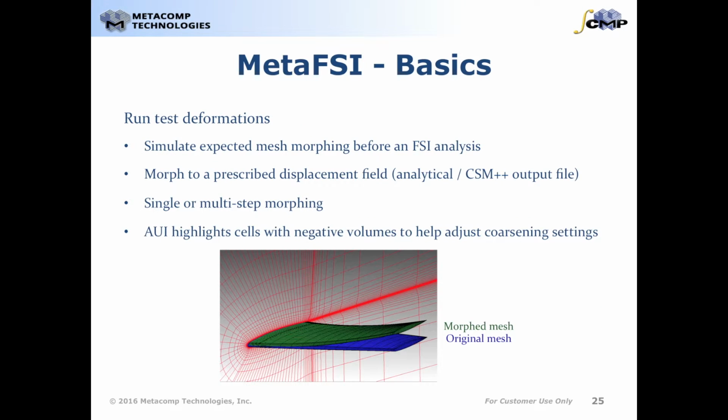The final step is to run test deformations before an actual FSI analysis. This can be helpful to refine the control point coarsening options and in general to simulate and verify expected morphing behavior. The user can prescribe an analytical displacement field or provide an existing CSM++ solution to test the morphing. If MetaFSI encounters negative volumes during the process, the corresponding cells get highlighted in the AUI, letting the user know where to tweak their coarsening settings.